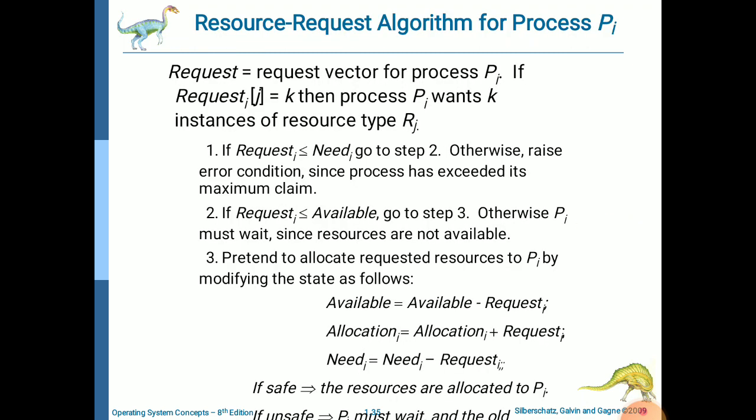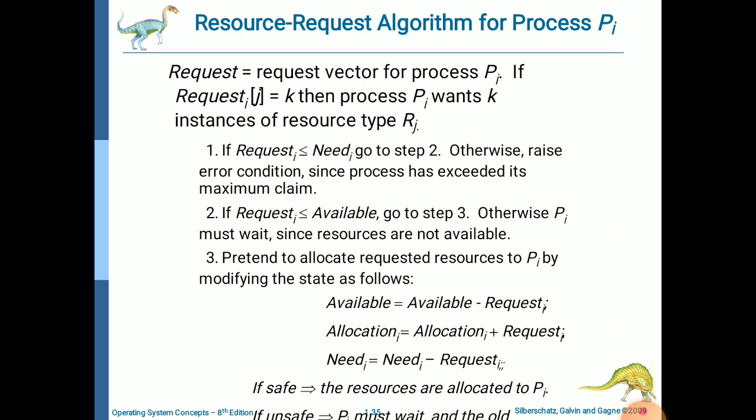That is for the safety check. The next is the resource request algorithm for the process Pi. If a process Pi requests some resources, then what will it do? So here it goes this way. Request is equal to the request vector for the process Pi.